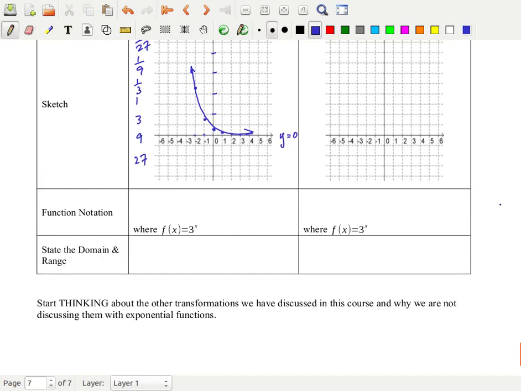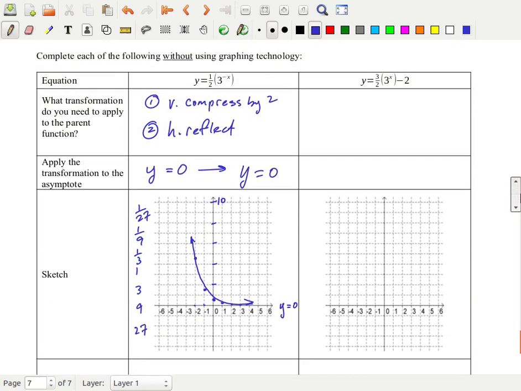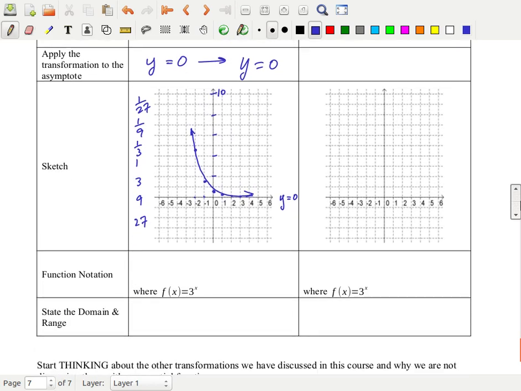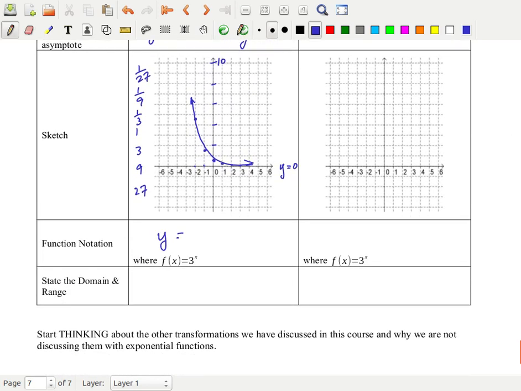Function notation, y equals 1/2 3 to the negative x. y equals 1/2 f of negative x. That's the new function. The domain of this one is x member of R, and the range on this one is y member of R such that y is greater than 0. Hasn't changed anything.